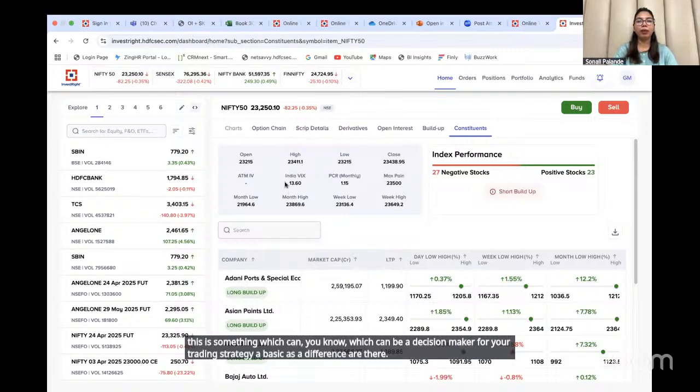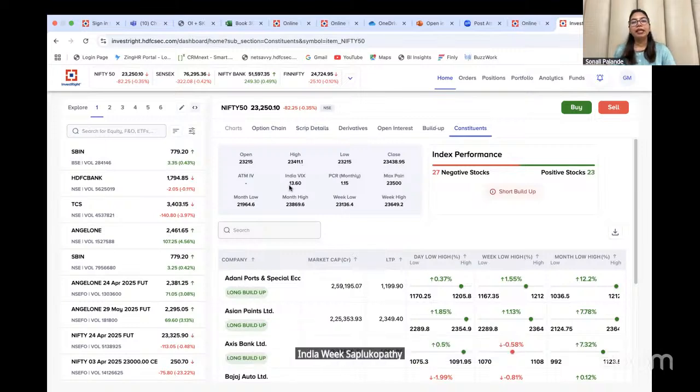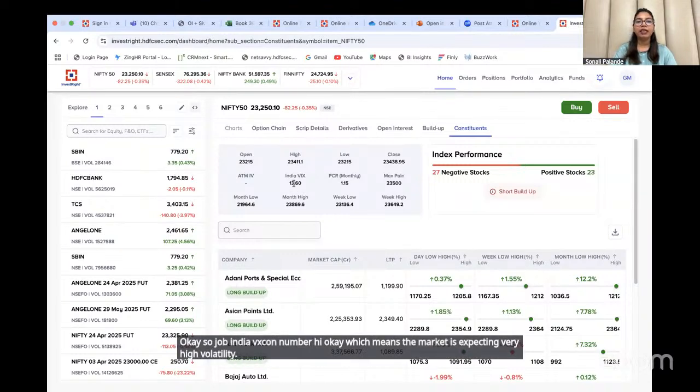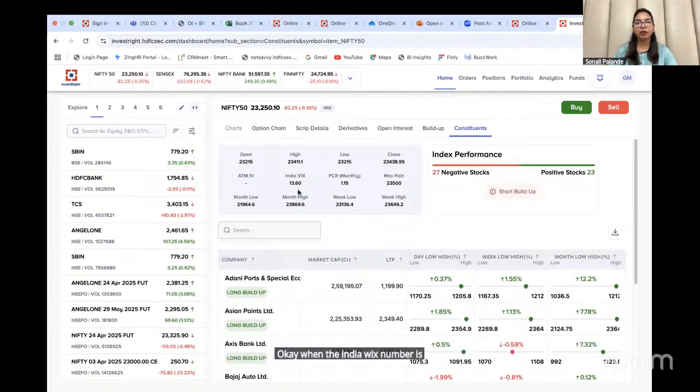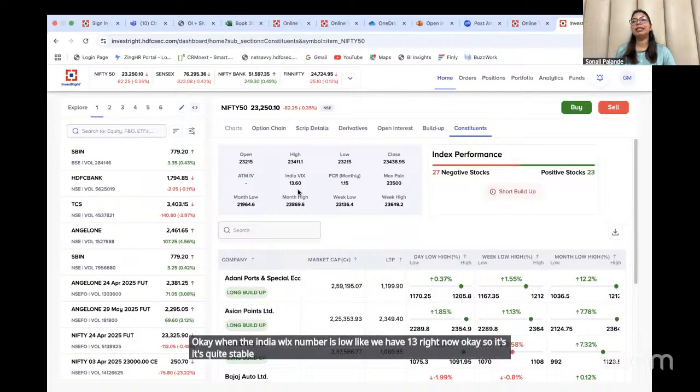इंडिया विक्स आप लोग को पता है? If not, India VIX is the volatility index of India. ओके, तो जब इंडिया विक्स का नंबर हाई होता है, okay, which means the market is expecting very high volatility. Okay, when the India VIX number is low, like we have 13 right now, okay, so it's quite a stable number, which means that the market is not expecting much volatility.